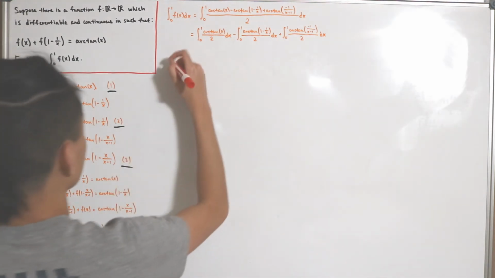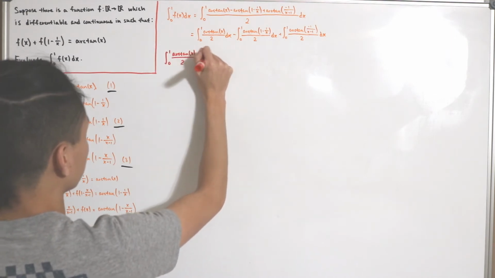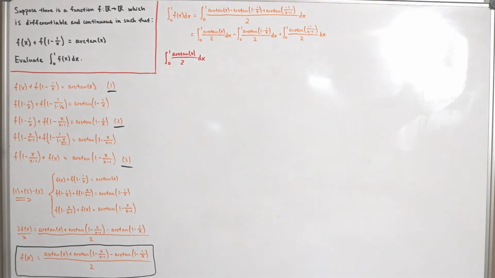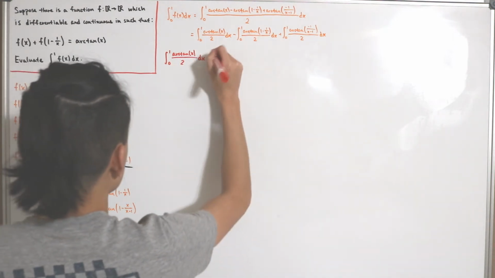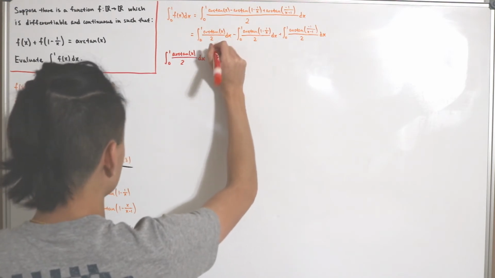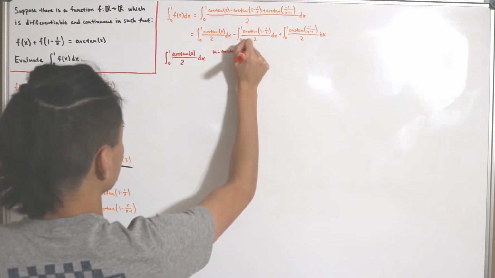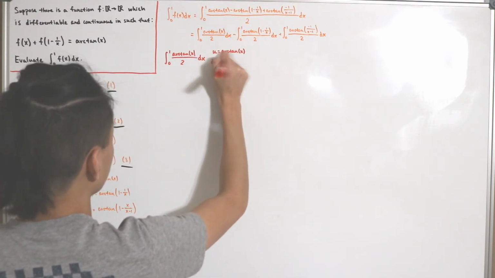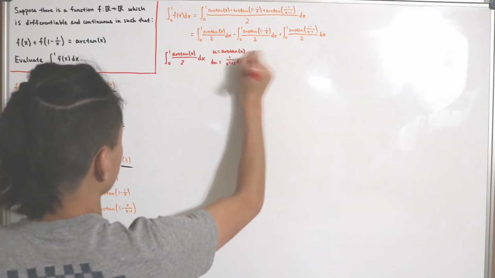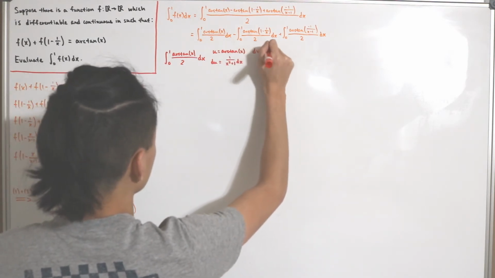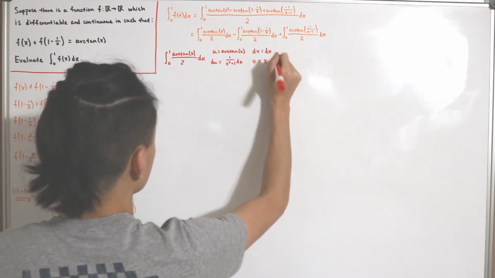So that means integral 0 to 1 of arctan x dx. What I can do is integrate this. This is pretty easy to show. We can do this by integration by parts. So I'll let u equal arctangent x, so its derivative is 1 over x squared plus 1 dx, and dv is equal to dx, and then v is equal to x.